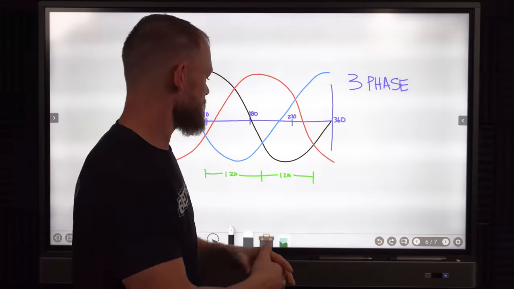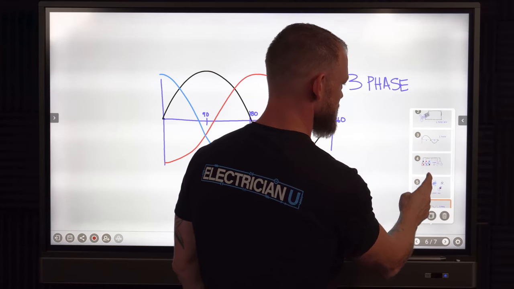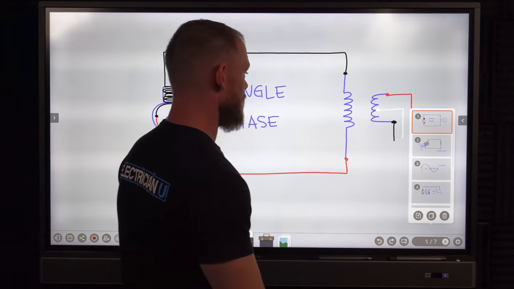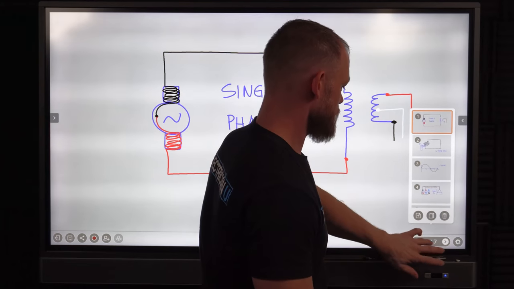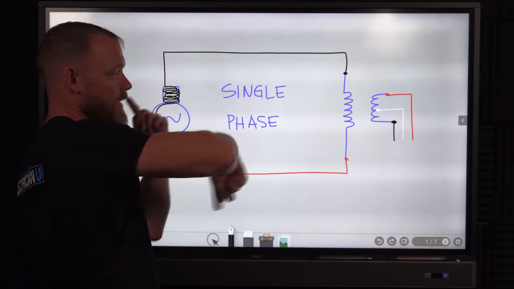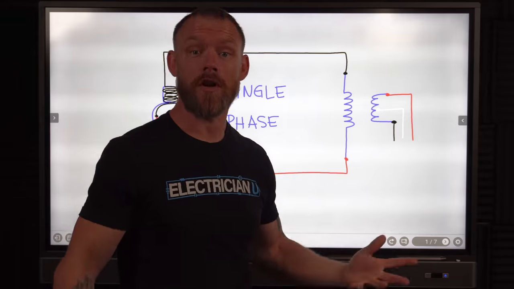So when we talk about single phase and three phase, what are we actually saying? Let's start out with single phase. Single phase means we literally have a single loop, a single circuit.